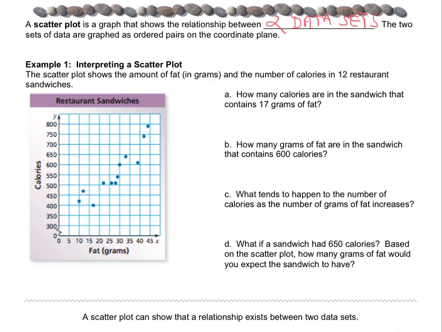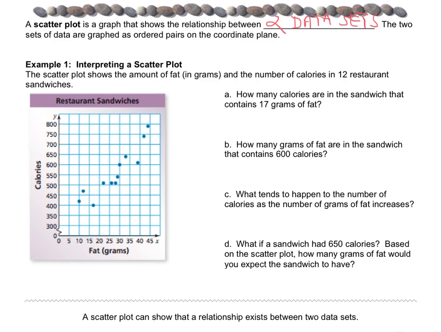The scatter plot is showing the amount of fat in this next example and the number of calories in 12 restaurant sandwiches. So we want to just kind of look at what this is really telling us. Down here on our x-axis we have the grams of fat. You can see our scale is increasing by 5s. On our y-axis it shows the calories that is going up. Notice that the scale is by 50s.